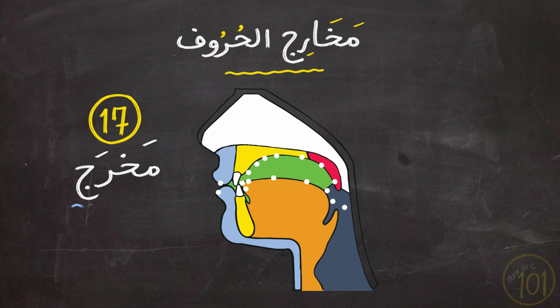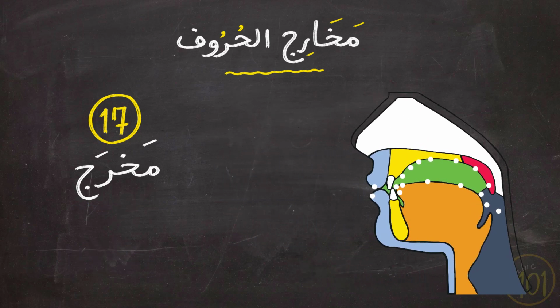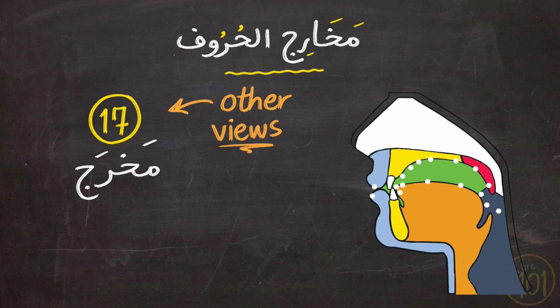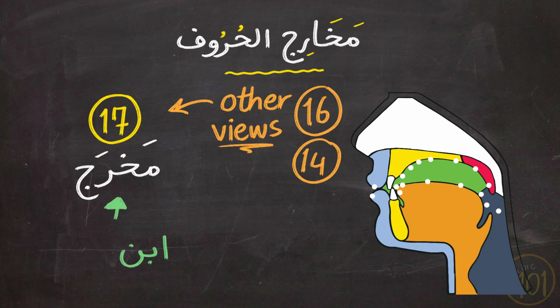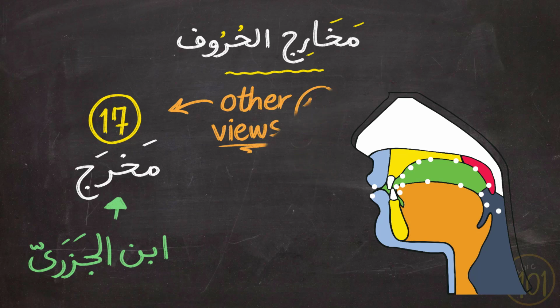It is important to know that there is a difference among linguists and grammarians on how many makharij there are. Some say they are 16, others say they are 14. But in my study and in this course, I will be depending on the division made by Ibn al-Jazari, since it is the closest to the study of the Quran and the easier one to understand, insha'Allah.